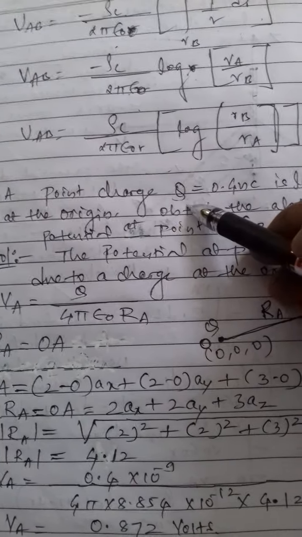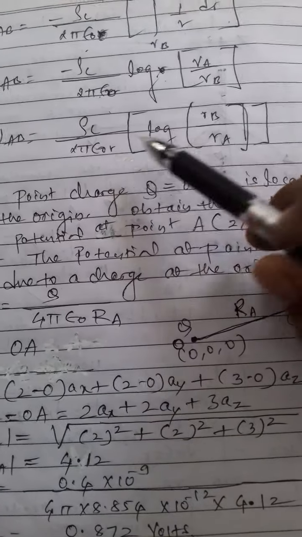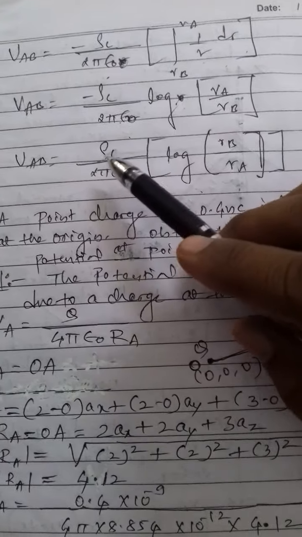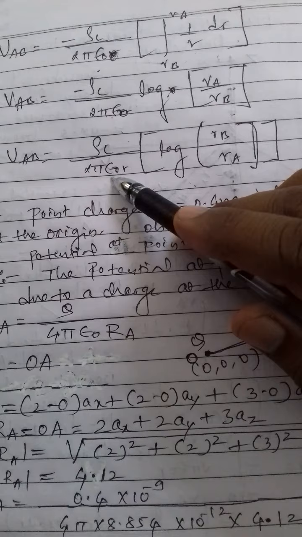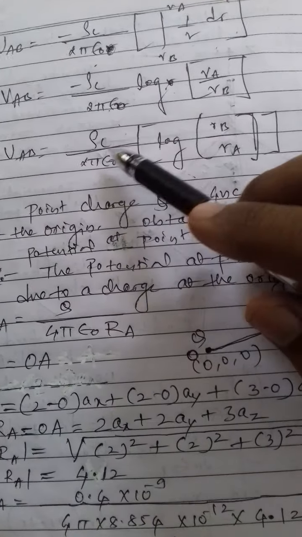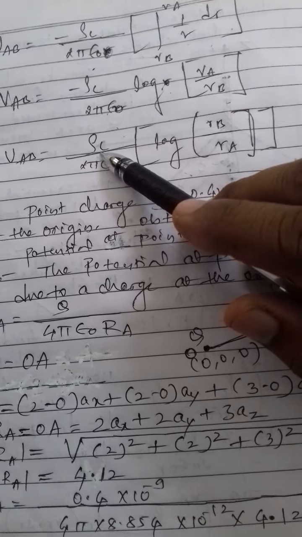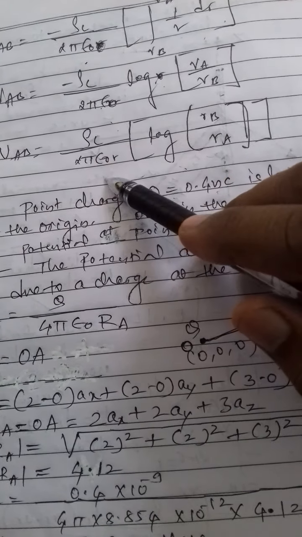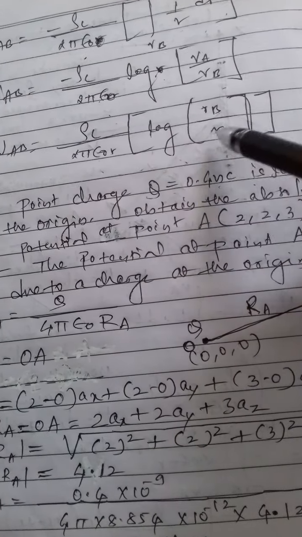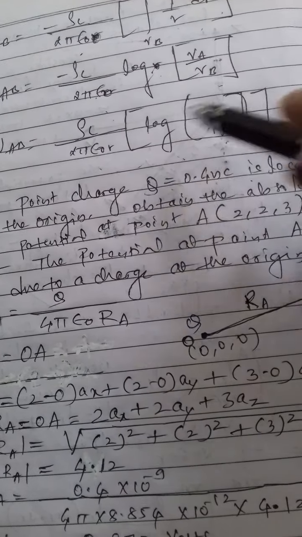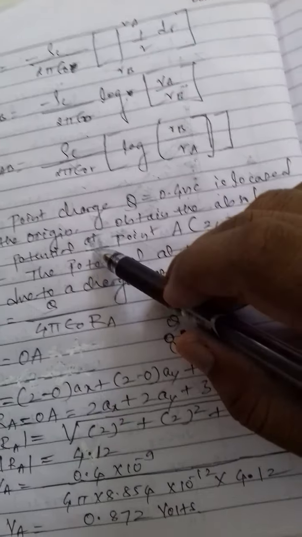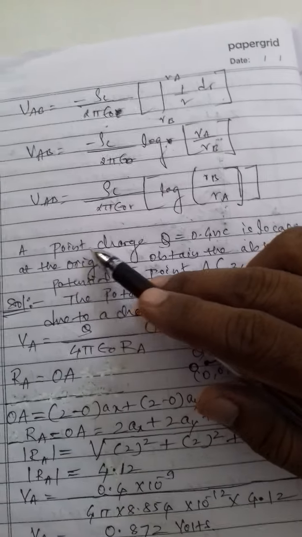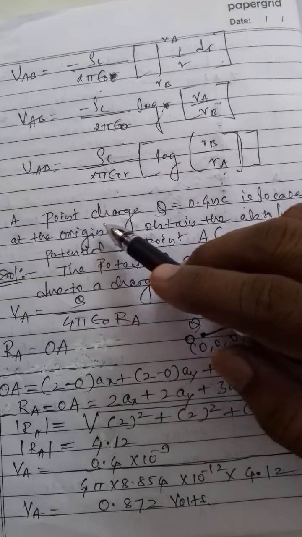That is the potential at a point due to an infinite line charge along the z-axis. Now we shall consider one of the numericals so that it will be helpful.